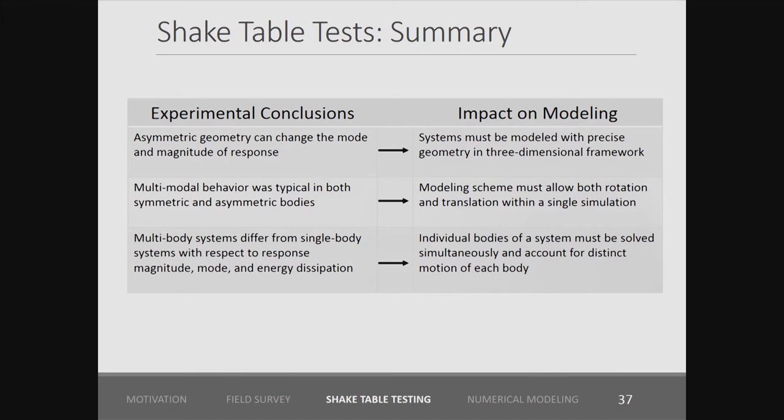And therefore, the modeling scheme must allow for both these primary and interactive modes to freely transition within a given simulation. And third, a dual body or a multi-body system may act markedly different than its corresponding single body system in terms of both the response mode, the response magnitude, as well as in terms of the energy dissipation. And so therefore, multi-body systems must be solved accounting for each component's distinct motion and the complex interactions at the given interfaces. And with that, I will detail the primary modeling aspect of this dissertation.